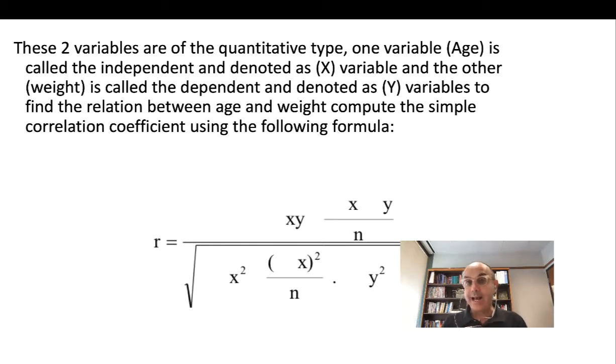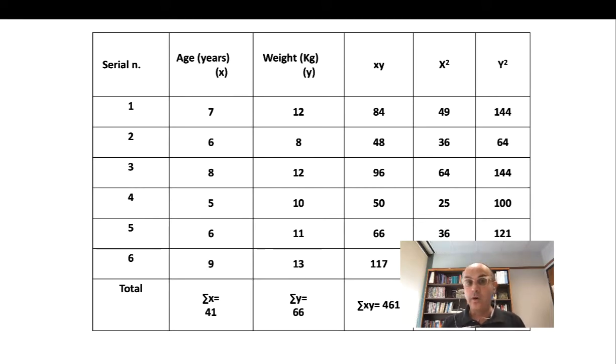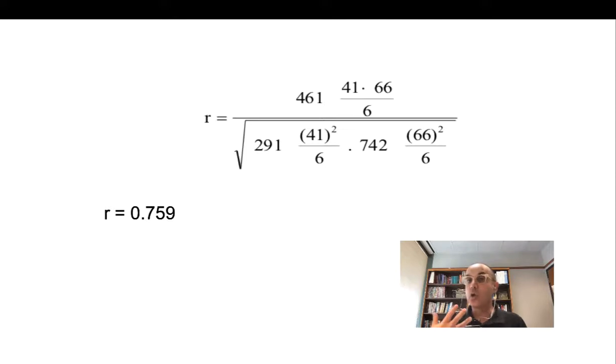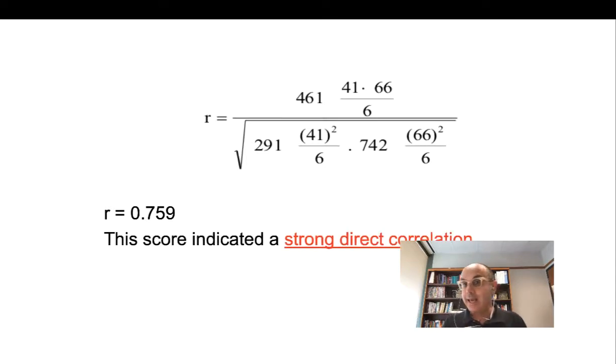In order for us to apply the correlation formula, it will show us the age, which is in years, the x, and the weight, which is the y. We multiply the x and y, and we compute the x square and the y square in order for us to get the full essence of the table, so we can apply the formula and follow the direction to get the score of 0.759. This indicates there is a strong direct correlation between age and weight.